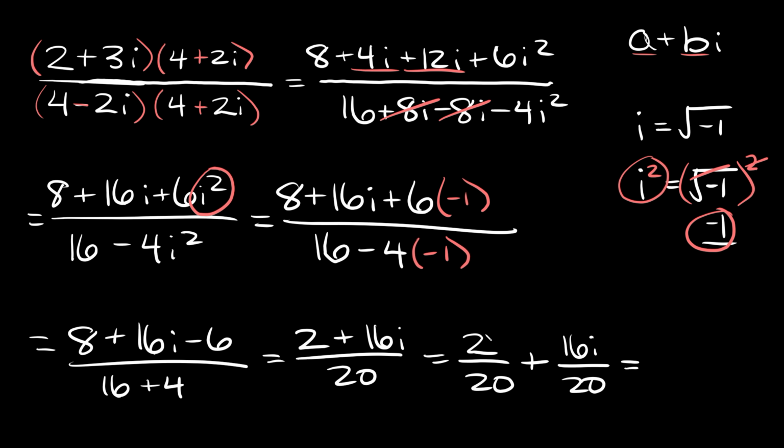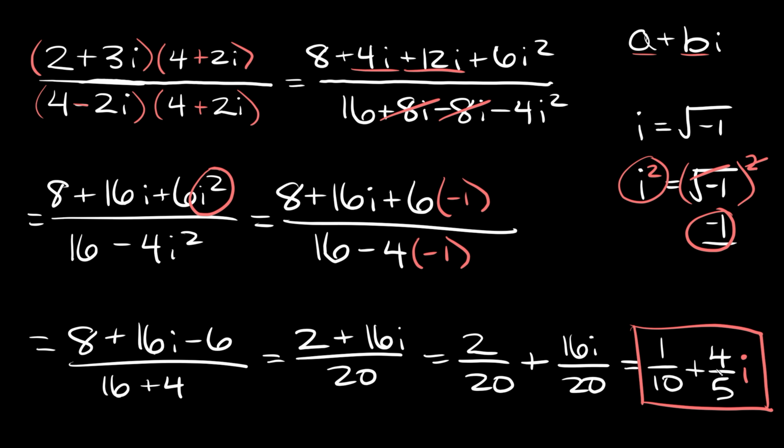All right, now you might notice that we can reduce these. So 2 over 20, that reduces down to 1 over 10. And 16 over 20 reduces down to 4 over 5, right? So plus 4 over 5. And then we still have our i term right there. Okay, so now you can see that we finally got our answer in standard form, right? We got our a plus b times i.